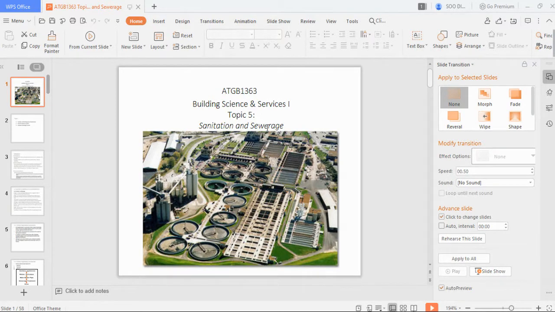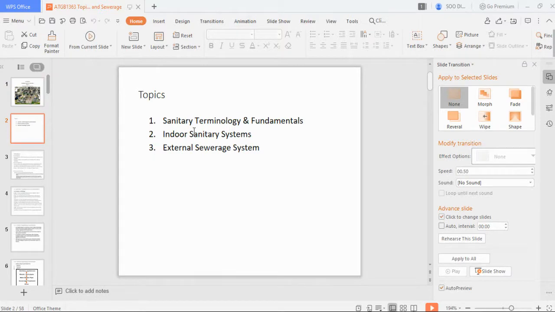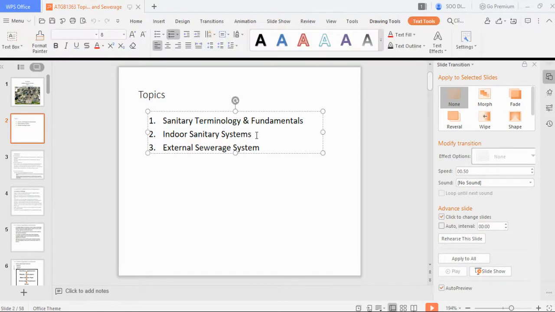Continue on to your topic 5 for your sanitation and sewerage. So in this topic, you'll be covering the sanitary terminology and fundamentals, the indoor sanitary system, and the external sewerage system. The indoor sanitary system covers your WC, washroom, basin. You know a bit of it, and then you cover what sort of piping system will be installed. And finally, the external sewage system is the sewage treatment plant.